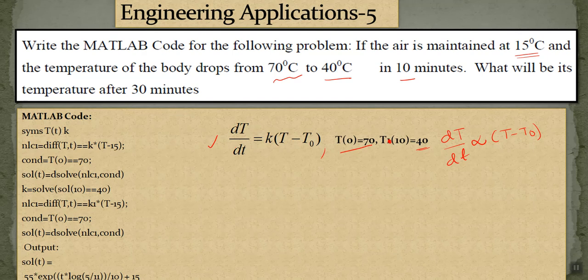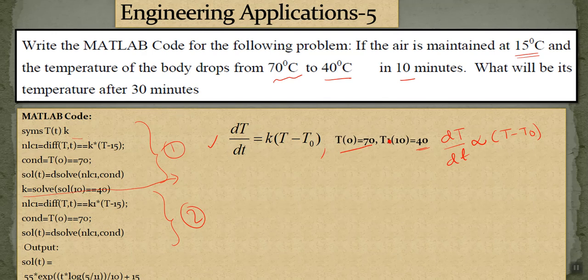At this moment, we don't know the K value. T naught is known, 15 is known. First we will find the K value, then we will find the actual solution. For this purpose, the total program is divided into two parts. This is the first part and this is the second part. In the first part, we will find the K value. Later, we will find the actual solution.